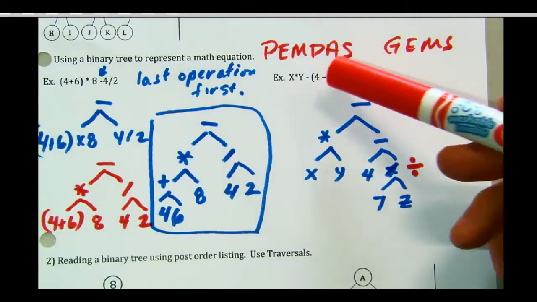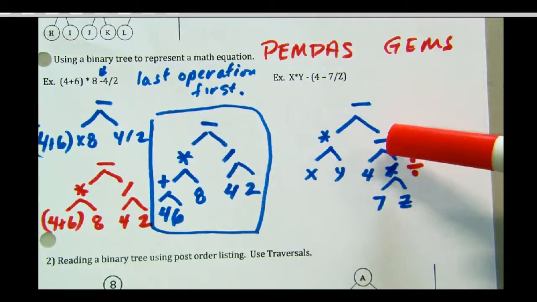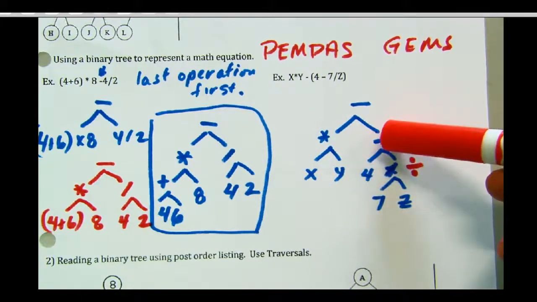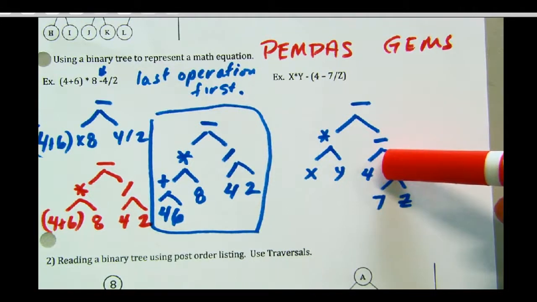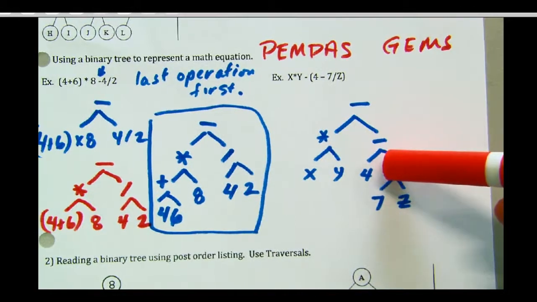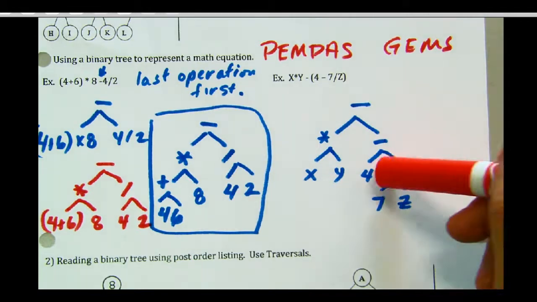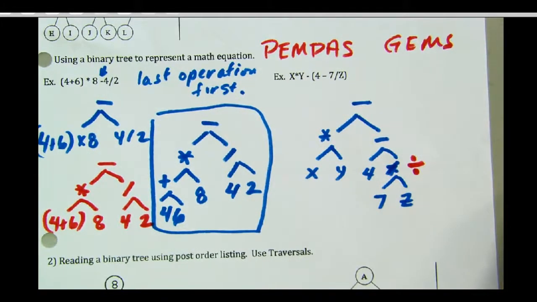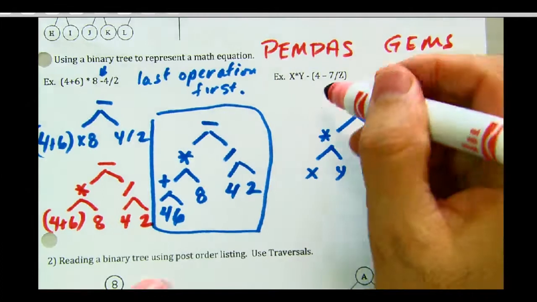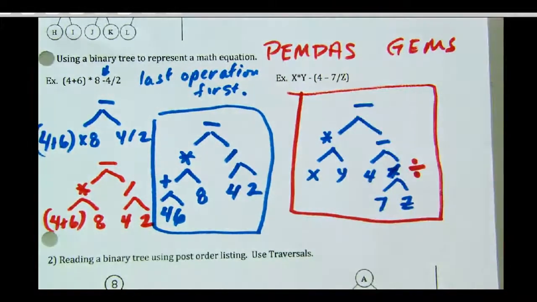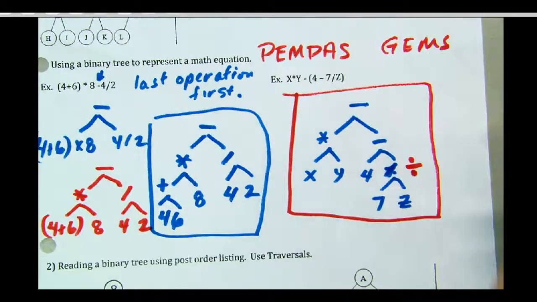Then with this one, I have this grouping. So in that grouping, I have 4 minus, and then 7 divided by z. So the 7 divided by z would go right here, but then I'm going to divide those two, so I'm going to split that up into one more operation. I didn't write this very well, so I rewrote it with the red. But this would be your overall answer for a binary tree for this expression right here. Okay? So that's how you write that.